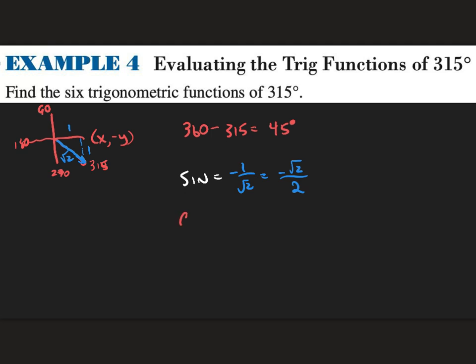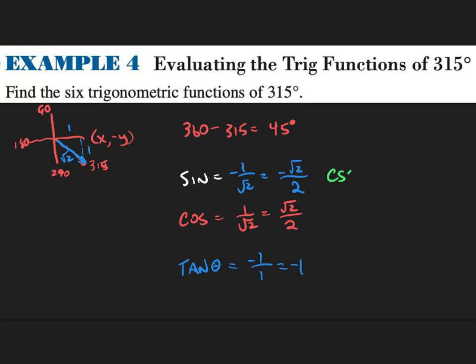The cosine is positive 1 over root 2, because the x is positive, which gives us root 2 over 2. The tangent of theta, I keep forgetting to write theta in here, is -1 over 1, which is -1. Now let's go through the rest of them.